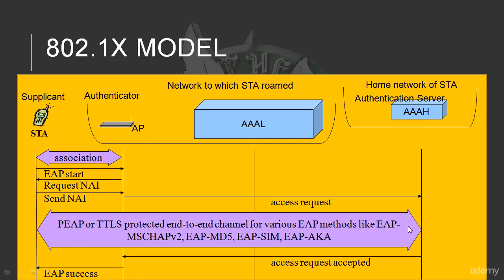So then we see that the EAP authentication is end-to-end, and it can be protected with PEAP or TTLS, so you have a secure encrypted end-to-end channel where even various legacy username and password based authentication methods might be supported. Things like EAP MS CHAP v2, for example.